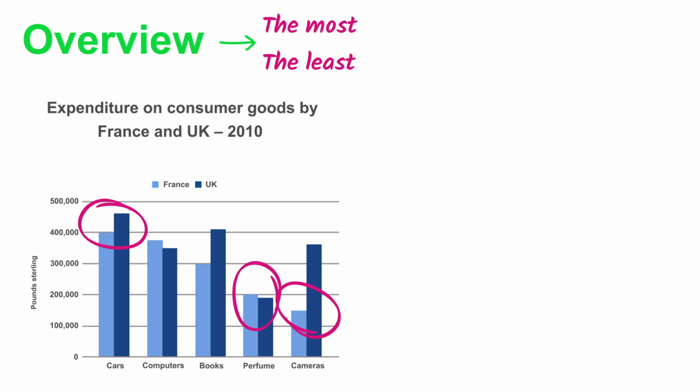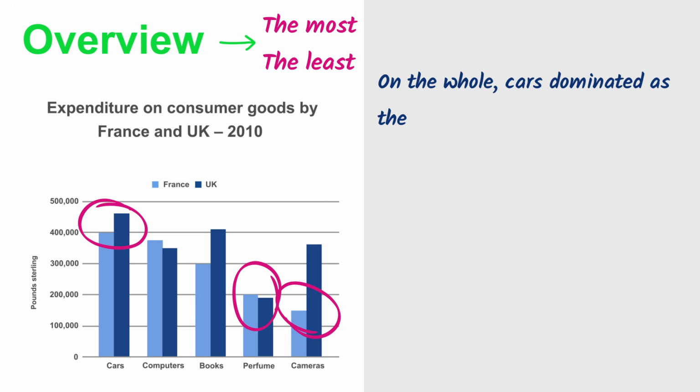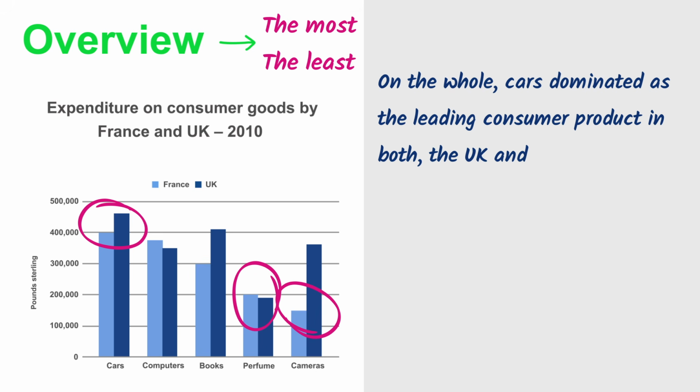Okay, so start writing our overview paragraph here. On the whole, we can start our overview paragraph with a lot of phrases. There are a lot of phrases that you can start, but one thing that I've included here is on the whole. On the whole, cars dominated. Dominate is a good choice here. Dominated as the leading consumer product in both the UK and France in the given period.